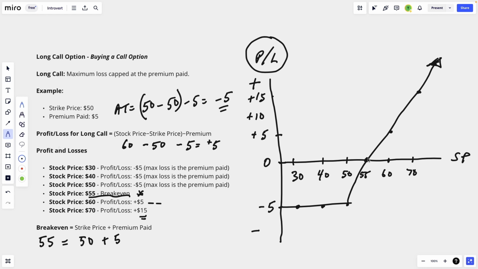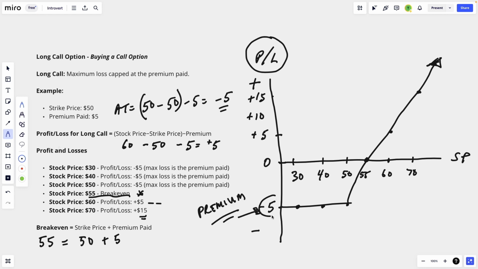And it tells us that as the stock goes below 55, we are in loss territory. So at 50, we're down there at -5, and that's where we saw it. When the stock is $50, it's going to be out of the money. We're going to lose. When the stock's at 40, it's out of the money. We're going to lose. But the most that we're going to lose, our max loss, is going to be the premium that we paid for this, because we are buying a call option.